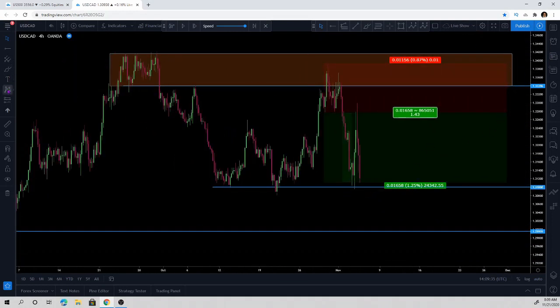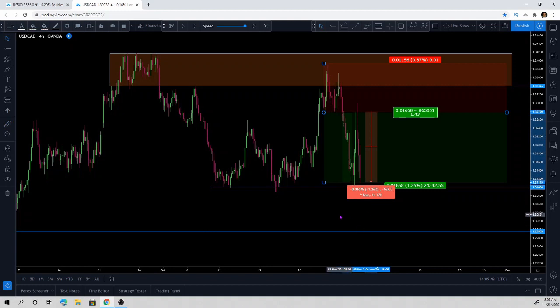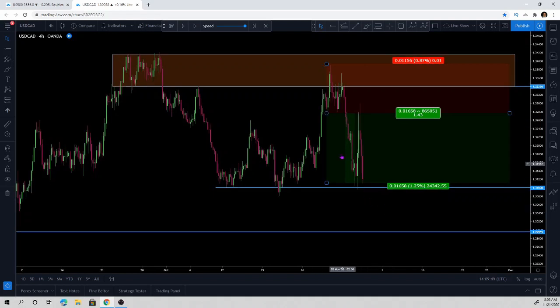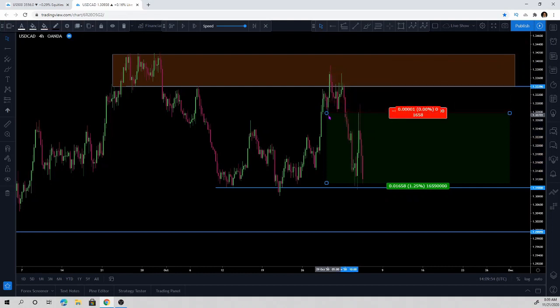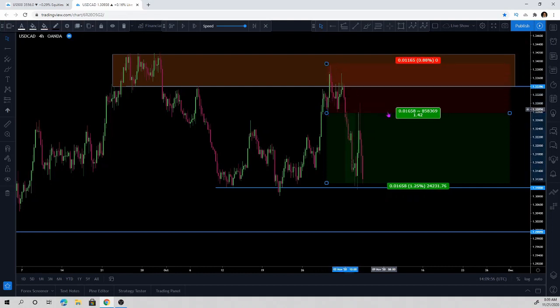We already made how much? How much did we make? Right here, let's grab the tool. From the entry to our targets, we just made 167 pips. I'm very happy with that. And when we hit our first target, we could move our stops to break even, which is what I normally do. In this particular case, we would have been taken out at break even on this pullback. But let's assume that we didn't, because sometimes that is going to happen.